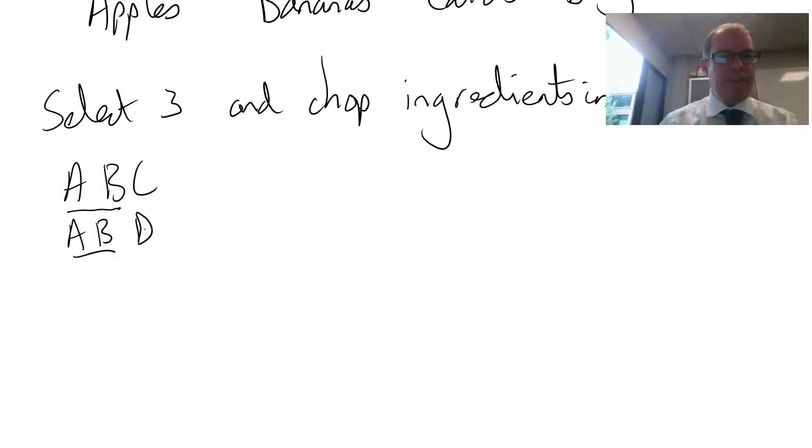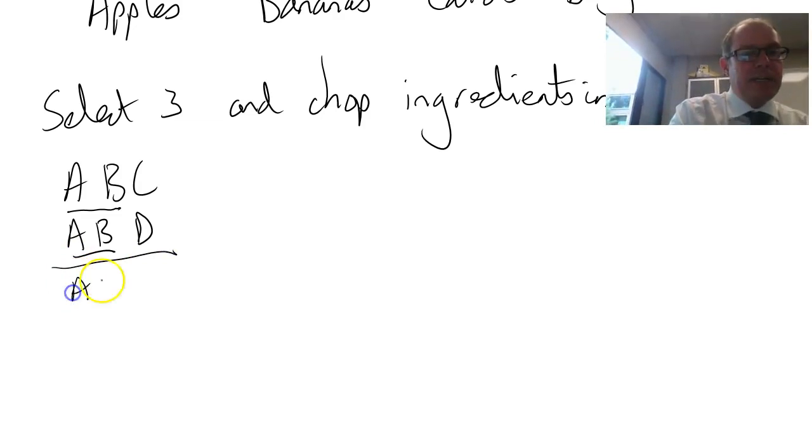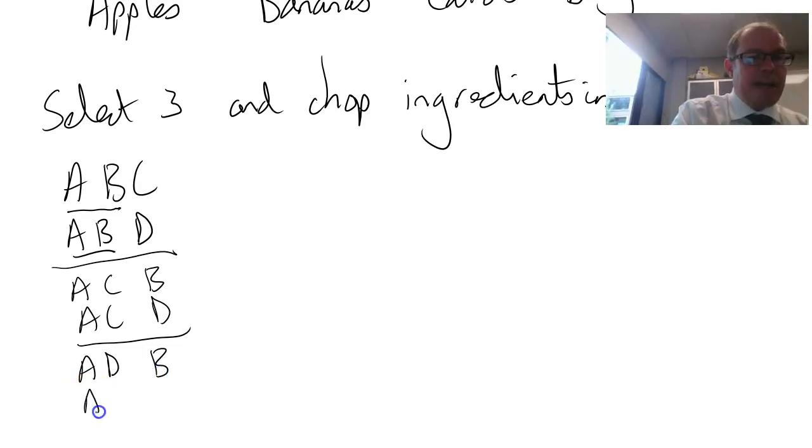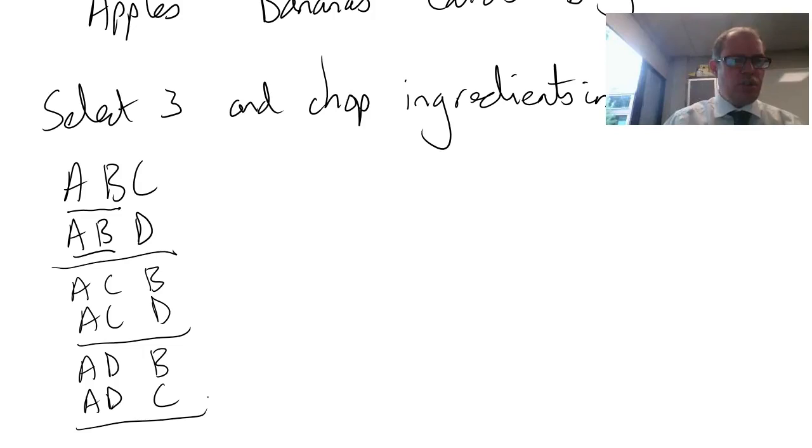I've exhausted everything with AB, so now I need to go on to a new first pairing. So I'll choose apples and say carrots first, and then I could have bananas, or I could have apples and carrots first, and I could have donuts. And I'll keep going in this systematic manner. I could have apples and donuts in that order, and then I could choose bananas, or I could have apples and donuts and choose carrots. I've now, I think, exhausted everything with A first, AB, or an AC, or an AD.